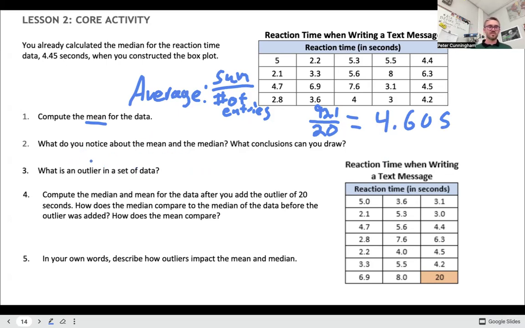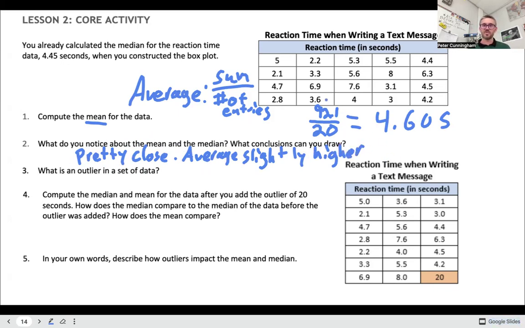Okay. The mean and the median are pretty close. So what do I notice about the mean and the median? They're pretty close to each other. The average is slightly higher. And I'm going to guess it's probably because of that number 8. That number 8 is a little more, right? So the average is going to get pulled to the plus side a little more than the median will.